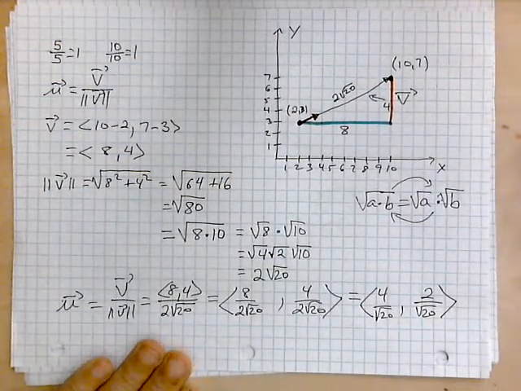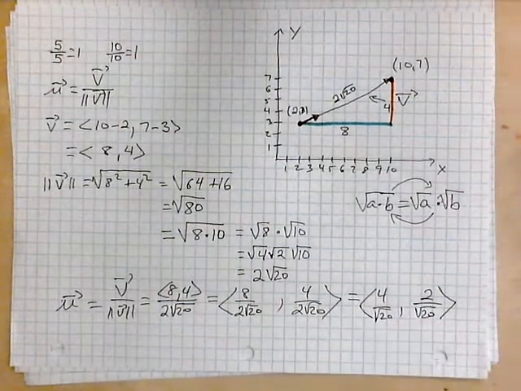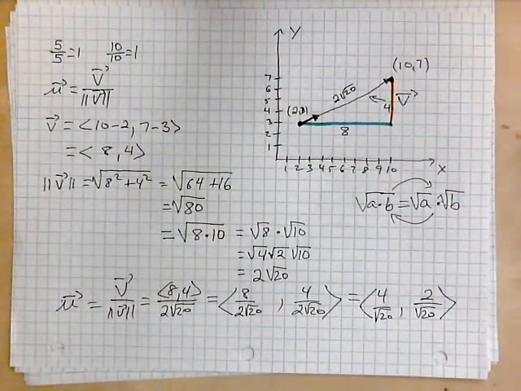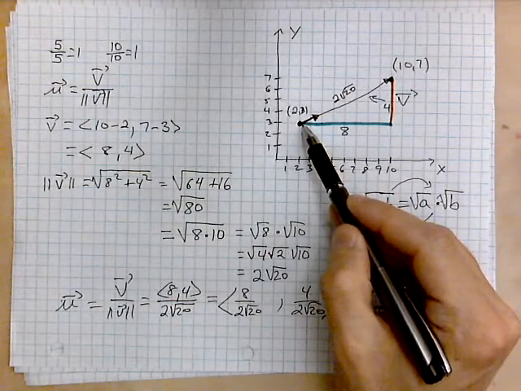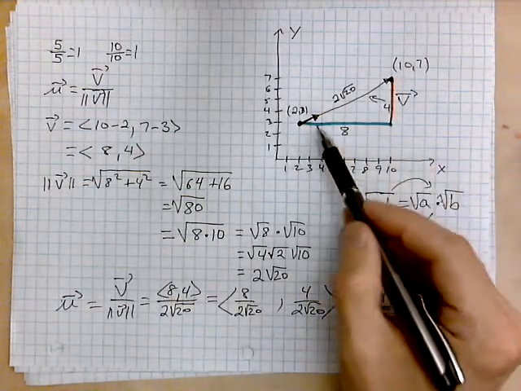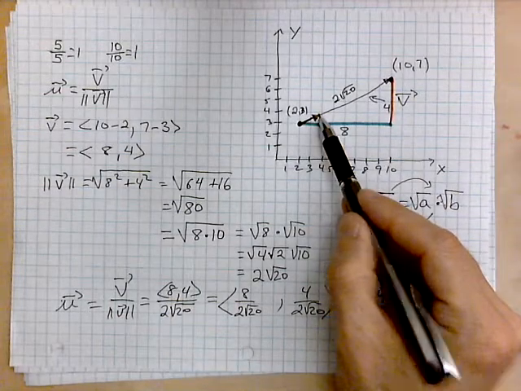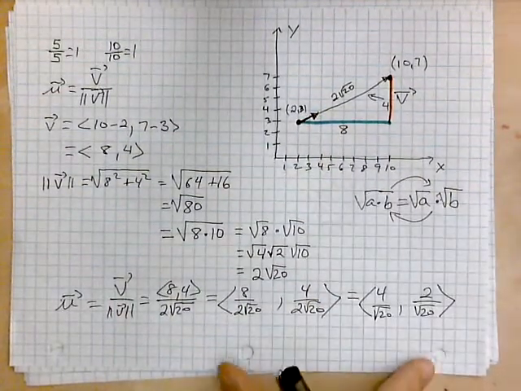So this is our unit vector in the direction of the original vector as shown in the picture. The original is from this point all the way to this point. The unit is from here to here. Its length is 1. Okay?